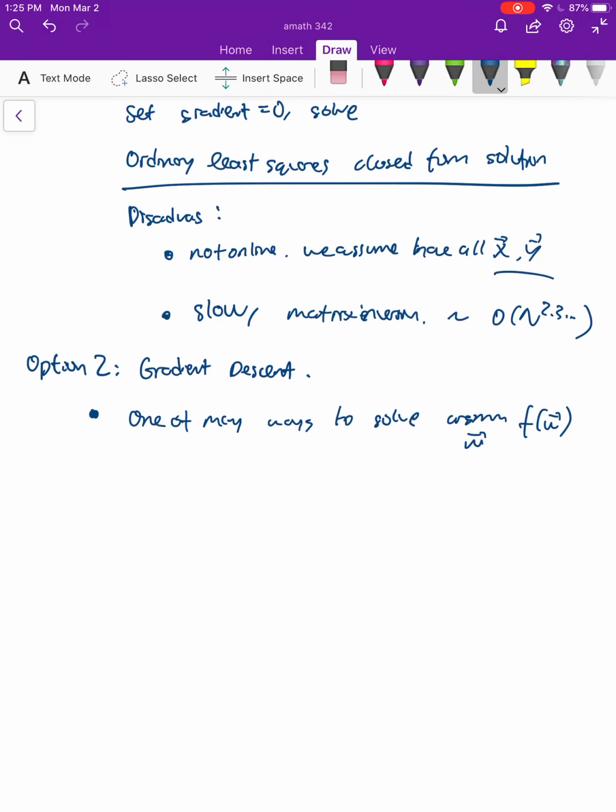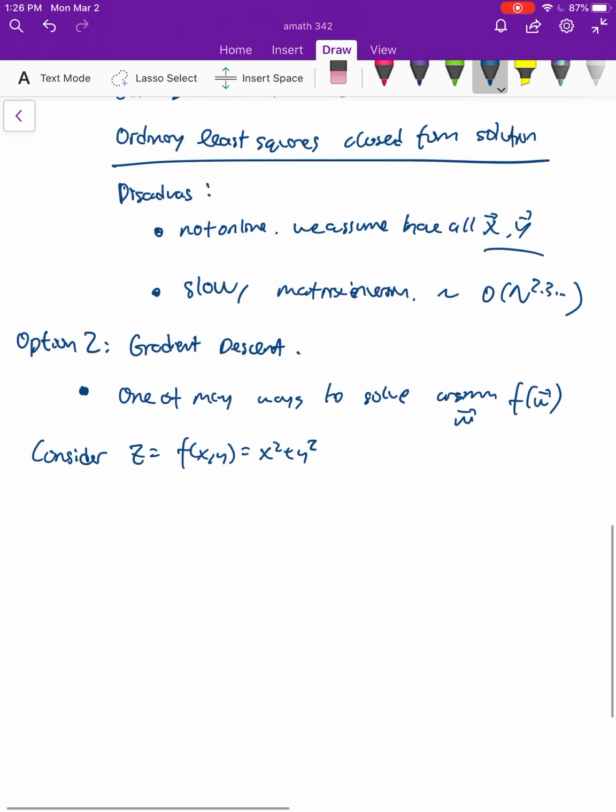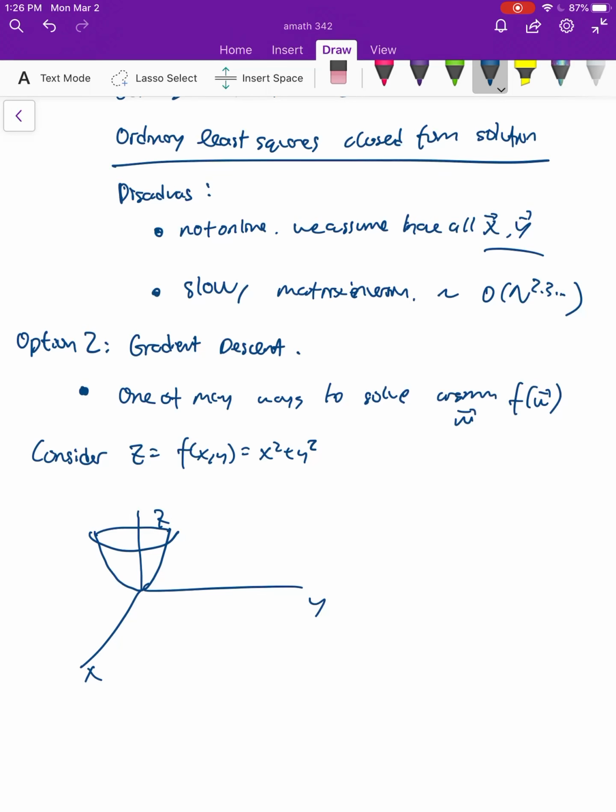Okay, let's go through an example so that we get intuition behind gradient descent. So consider z equals f(x, y) equals x squared plus y squared. Okay, so what does this look like? If this is x, y, z, then this would look like a ball like so. And the question to you is, if we start at this point, x, y equals 1, 1, which means z is 1 squared plus 1 squared, which is 2, and I want to get to the bottom of the bowl.